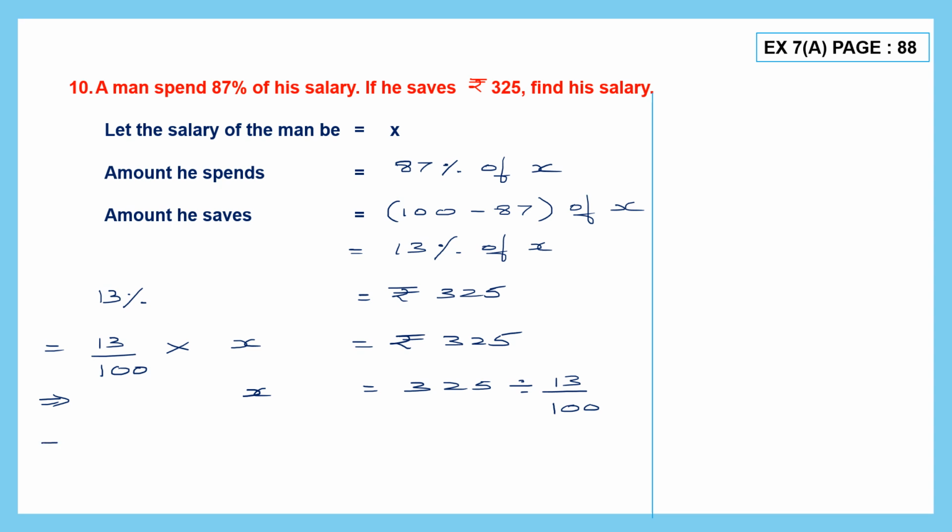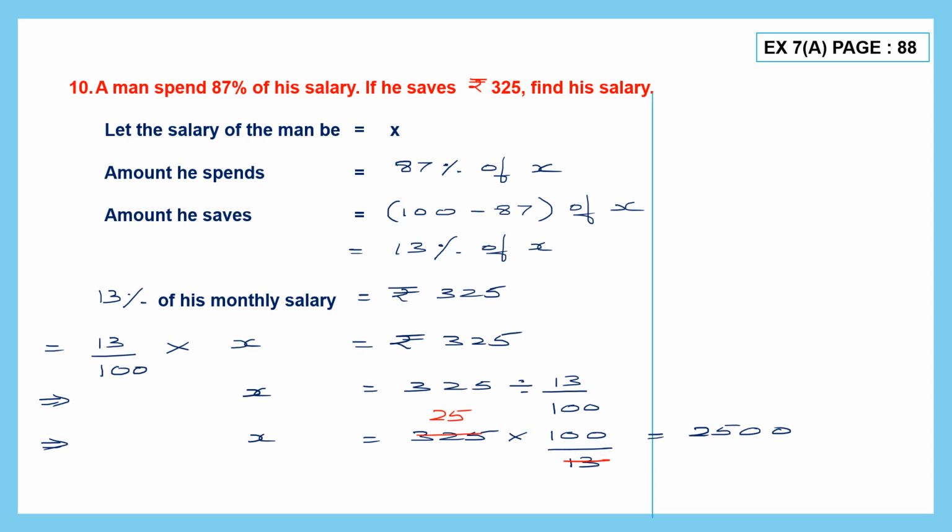So now let's simplify this and find out the value of X. X is equal to 325. Division changes to multiplication. 100 divided by 13. Now let's cancel. We can cancel 13 and 325. 13 into 25 is that. Now multiply the numerators. And what do we get here? We get 25 into 100 is 2,500. So we have found the salary of the man. X is the salary and that is 2,500 rupees. So we have found the salary of this person.